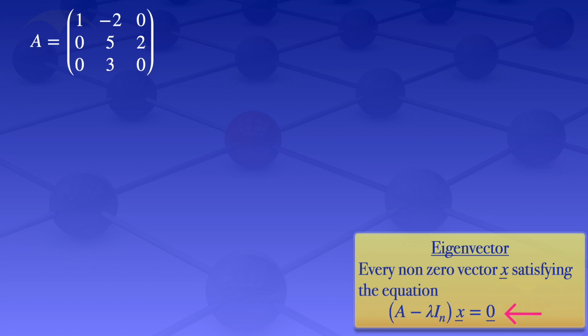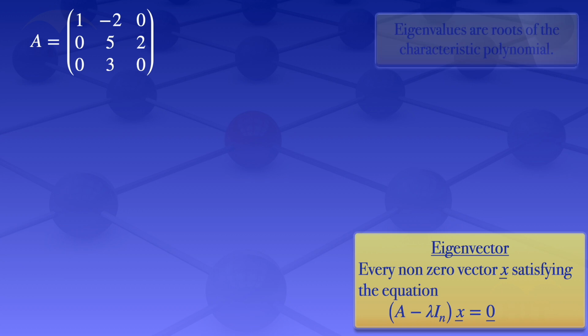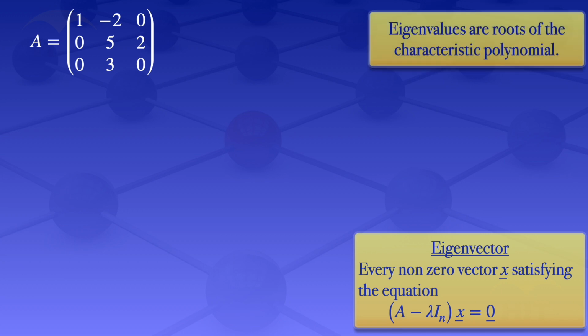What we are having in that equation, that lambda, is an eigenvalue. So for us to find the eigenvectors, we need to find the eigenvalues first. Eigenvalues are roots of the characteristic polynomial. The characteristic polynomial is the determinant of A minus lambda In. We denote this characteristic polynomial by Pn of lambda.